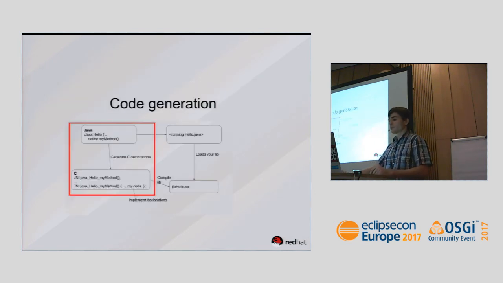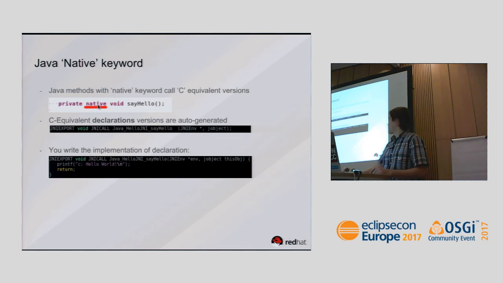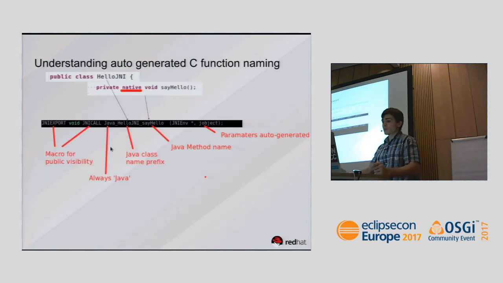So first of all, the code generation. In Java, you tag things with the native keyword. Next, you run the javac compiler, and it automatically reads the classes and generates these C function declarations. You then implement these declarations and do something useful with them. To understand these declarations, Java_ is prepended automatically. HelloJNI is your class name that is taken from your Java class, and then the method name follows. The arguments are created for you automatically.